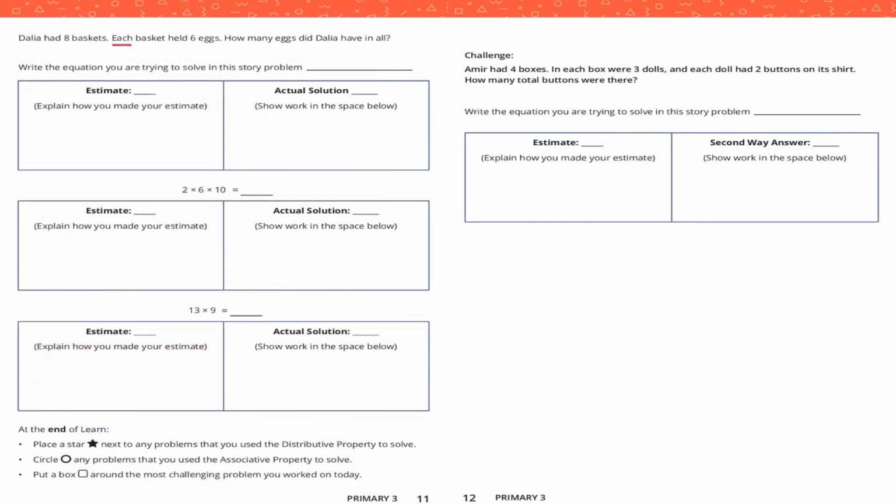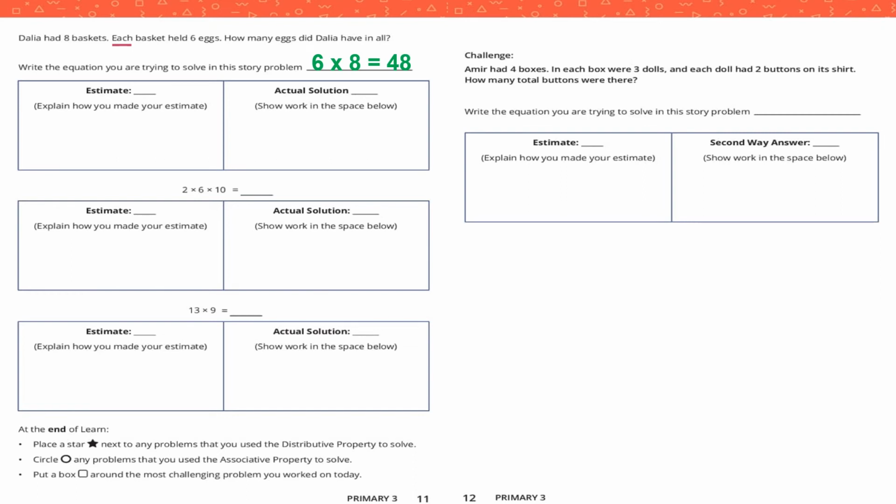Dahlia had 8 baskets. Each basket held 6 eggs. So I have 8 baskets here. Each basket held 6 eggs. How many eggs did Dahlia have in all? So 8 times 6, or 6 times 8, 48.